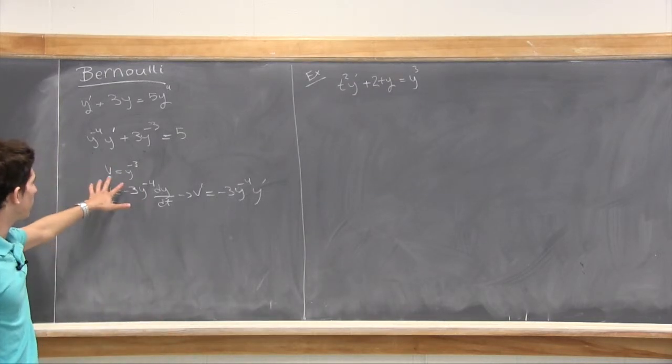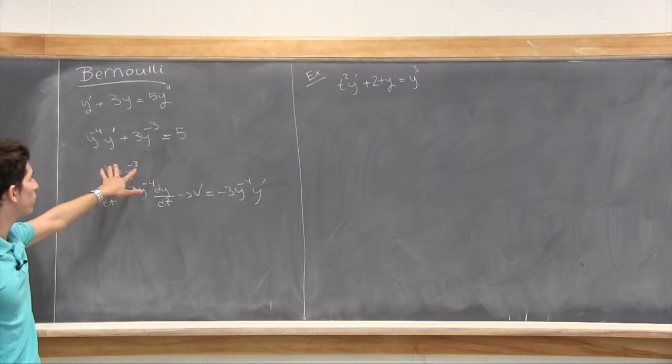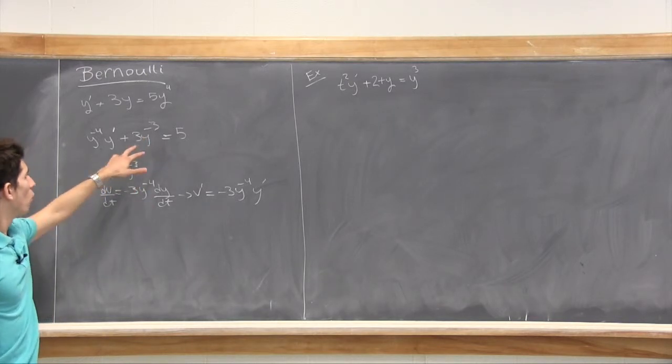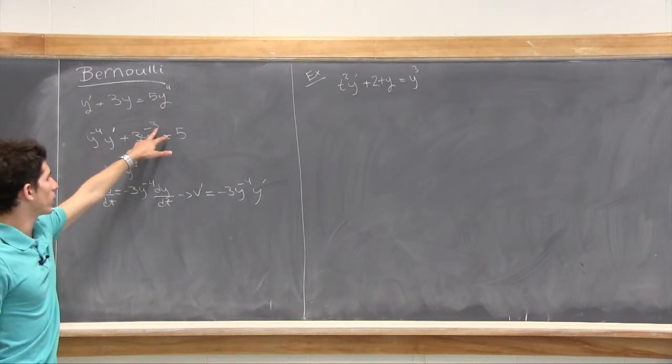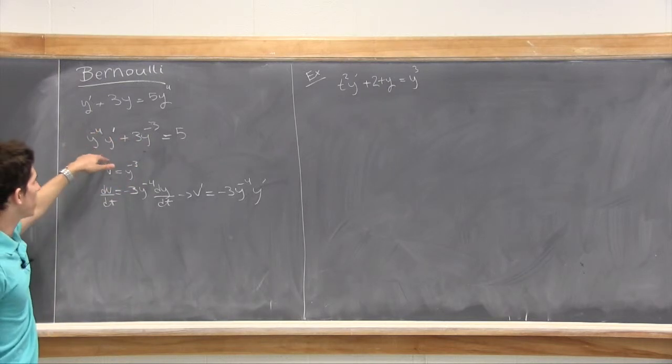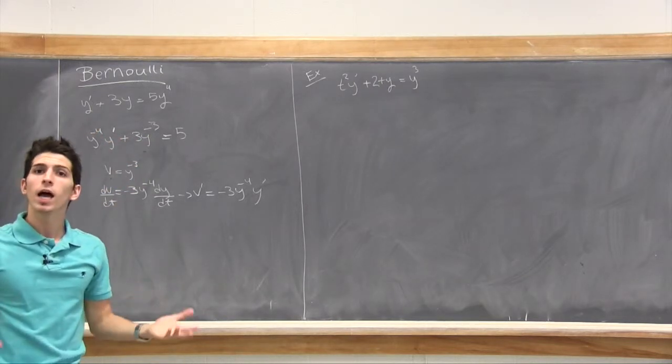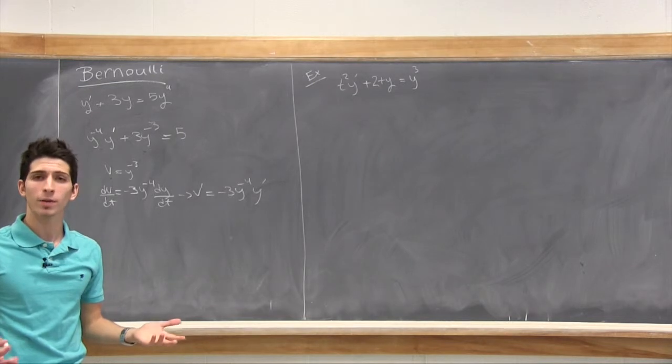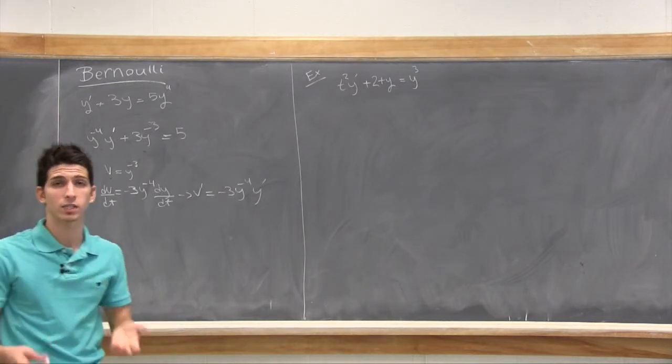So by substituting v for y to the minus third, not only did we get rid of the y to the minus third, but we also got rid of this expression. And I wonder if that's going to happen every time. And the answer is yes, it is going to happen every time.